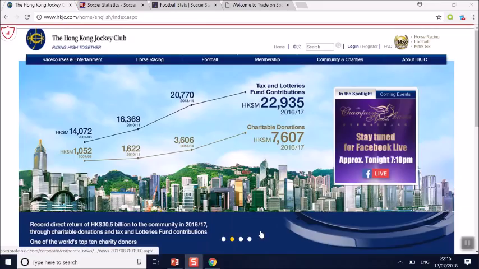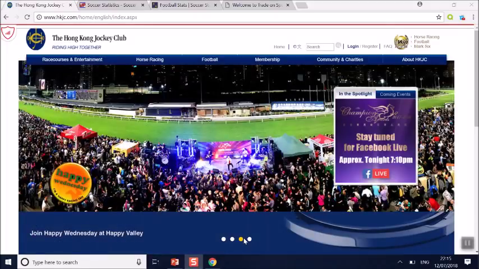It's actually one of the oldest institutions in Hong Kong. It's called the Hong Kong Jockey Club. They're basically a racehorse operator. I think they've been around since 1884, so there's a longevity, a well-renowned, well-respected institution.